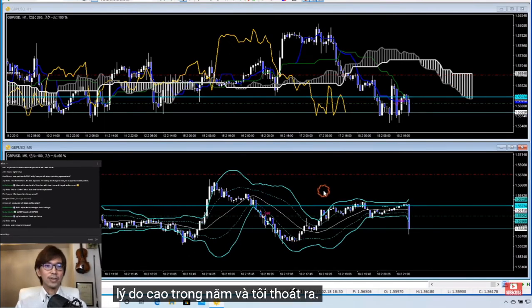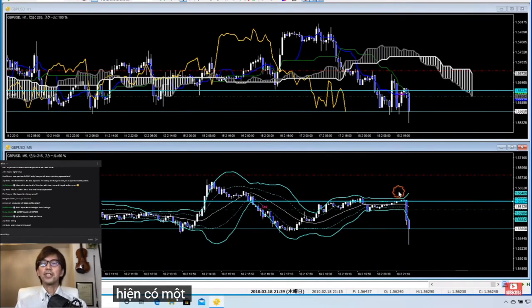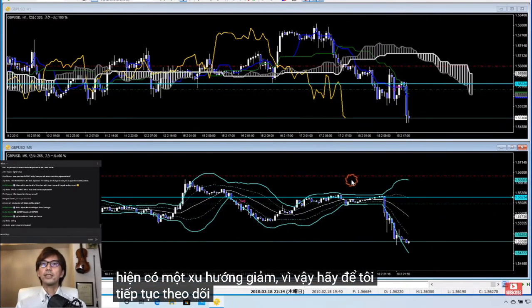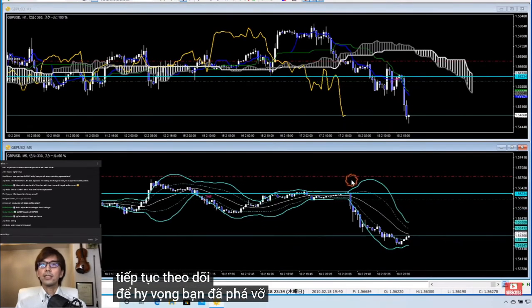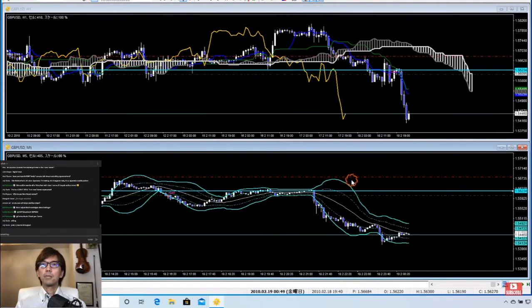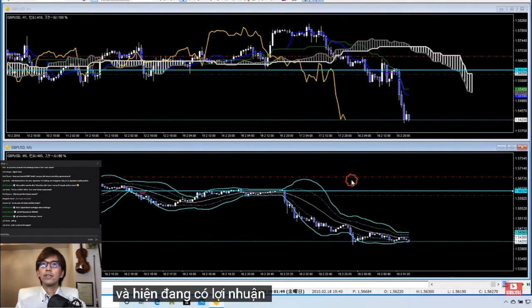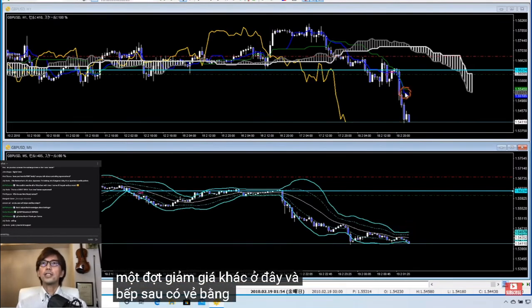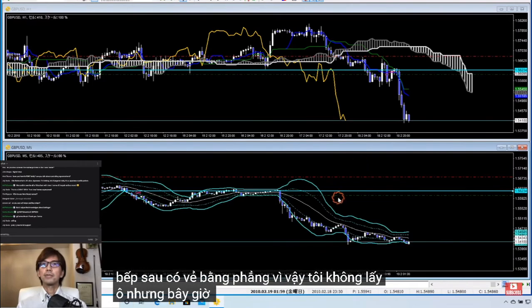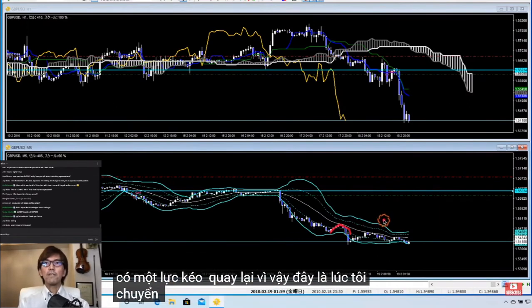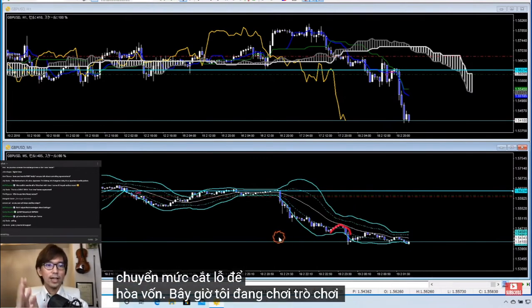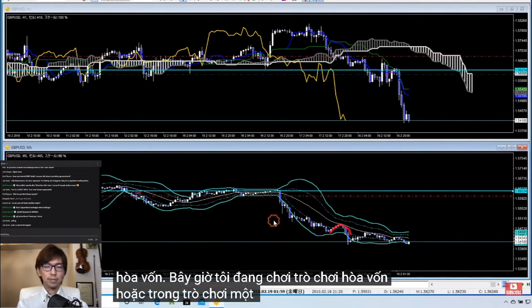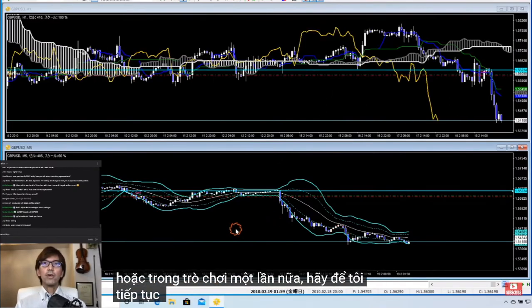Oh, there's a spike down. Okay, so there's a downtrend now. So let me just keep watching. So hopefully it broke downwards. And now running profit, right? So there's another squeeze here. But Kijun Sen's flat, so I don't take the sell. But now I see a pullback. Right? I see there's a pullback, so this is when I move the stop loss to break even. Now I'm playing the game of either break even or win again. Okay, so let me just keep running.